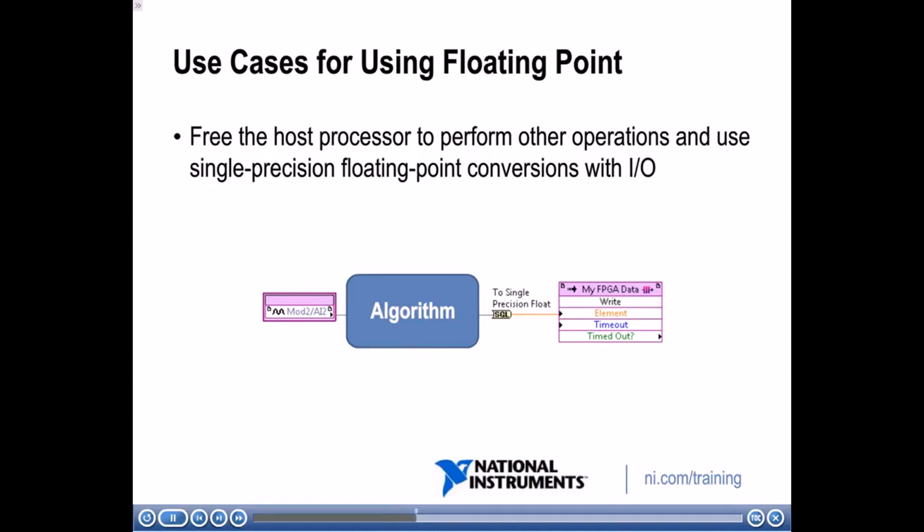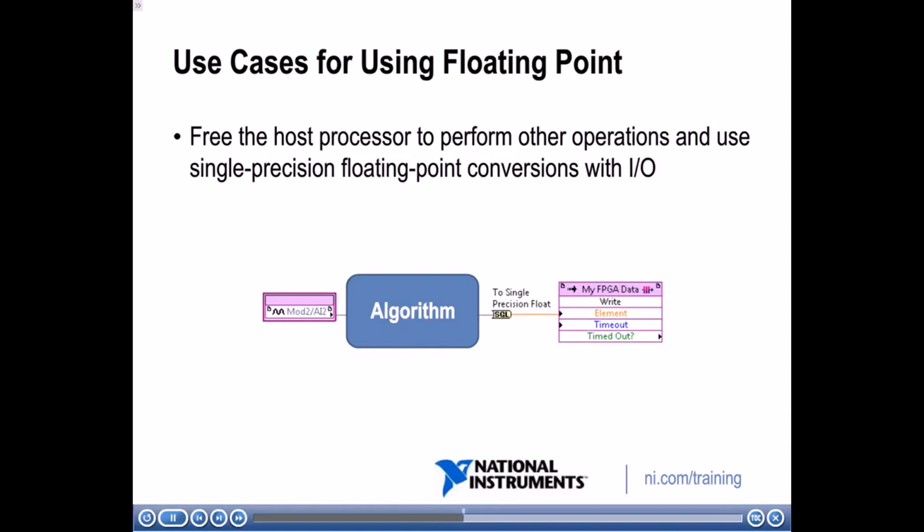In this block diagram, we're getting some fixed point data from our I/O module. We're doing some sort of fixed point algorithm on it, and then we handle the conversion of that fixed point to a floating point number here on the FPGA, and then we send it up to the host. We'll talk about that last node in a later lesson. But this way, instead of handling that conversion on the host, we handle it on the FPGA instead, so we can conserve the resources on our host.